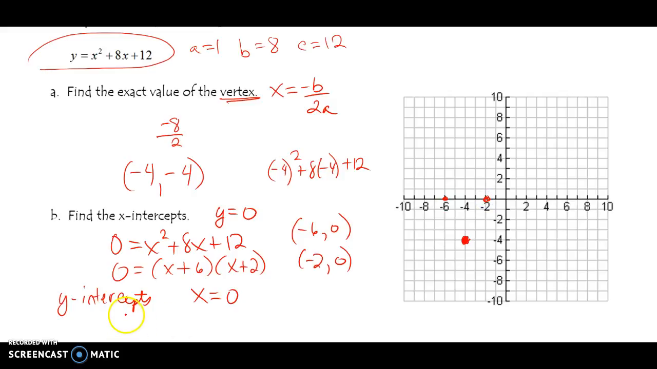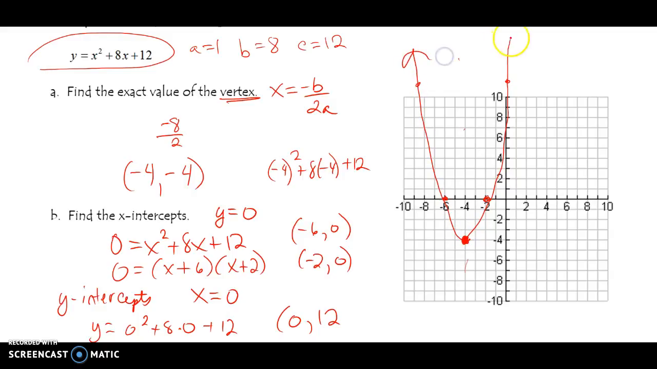And now the y-intercept means I put 0 in for x and solve for y. So it's 0 squared plus 8 times 0 plus 12, and it's always going to equal whatever the constant is. So that is another point, and that would be 0, 12. Now that's kind of going off my graph, so I'll just estimate it up here. Now I have enough information, and I would have that same point, at the same distance over here, remember, because we have that symmetry line that goes right through the middle of the vertex. But here is the sketch of that parabola.